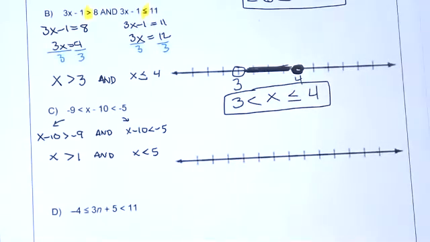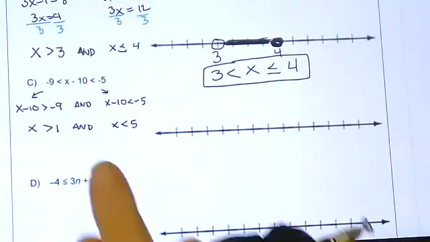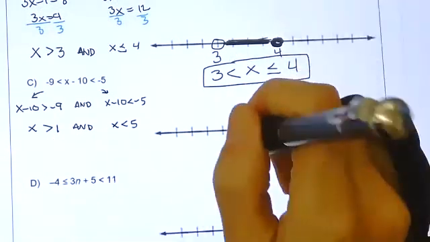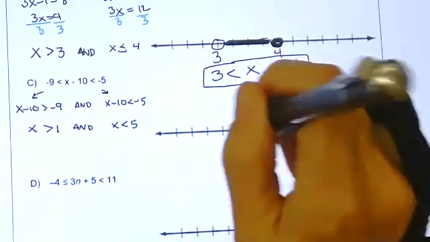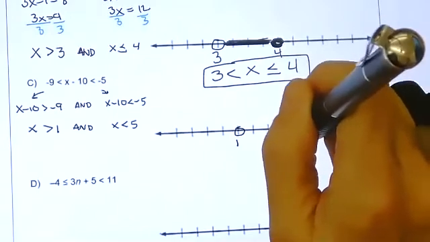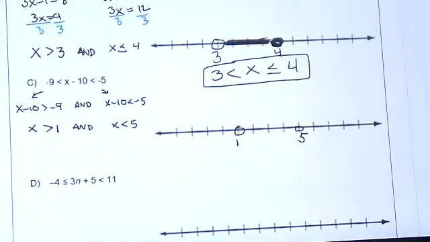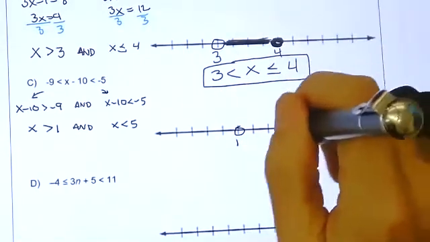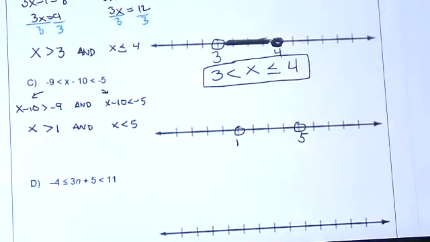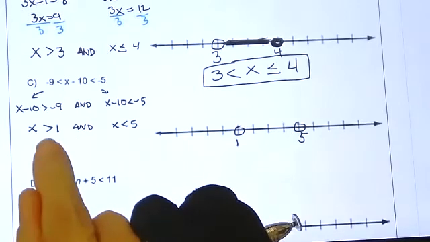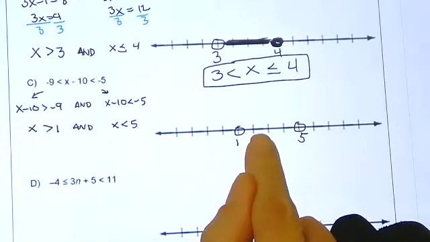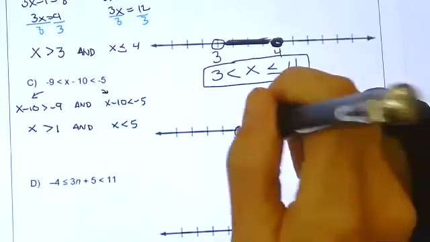Okay. So without me highlighting, open circle on 1, open circle on 5. 1, 2, 3, 4, 5. I'm looking for numbers. Let me draw that circle better. Okay, I am looking for numbers that are greater than 1, and at the same time, they got to be less than 5. That's the numbers in between.